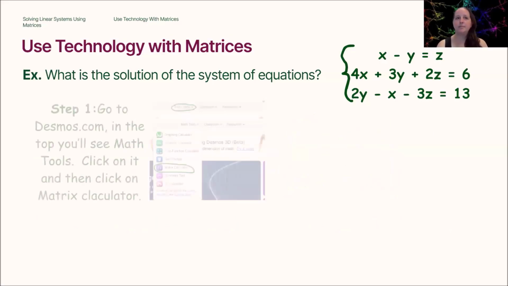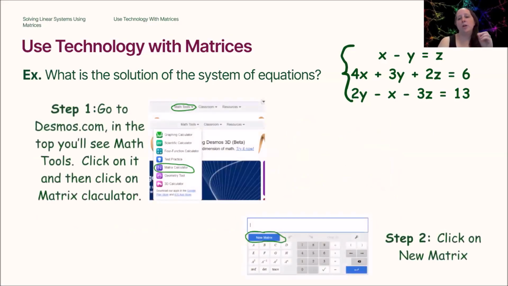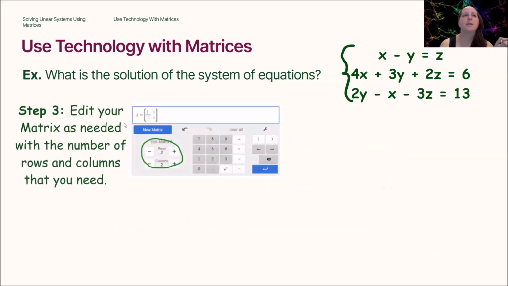Now you can either use a graphing calculator if you have one, or you can use Desmos. In order to use Desmos, you want to go to the website, desmos.com. At the top, you'll see math tools. You'll click on that and then click on matrix calculator. Once you're at that page, you'll click on a new matrix.